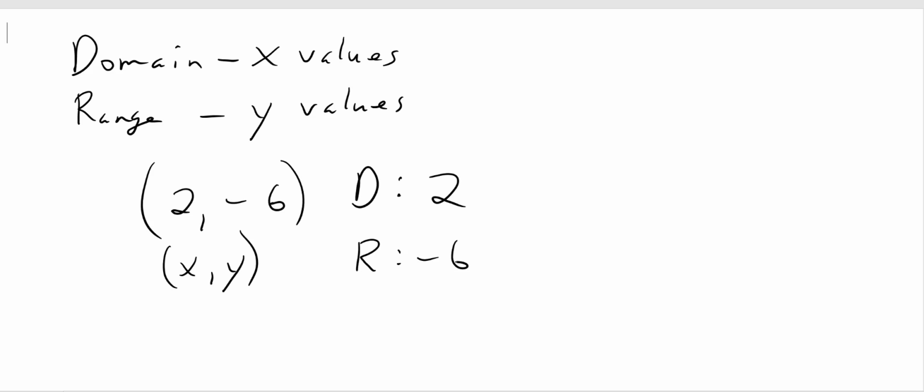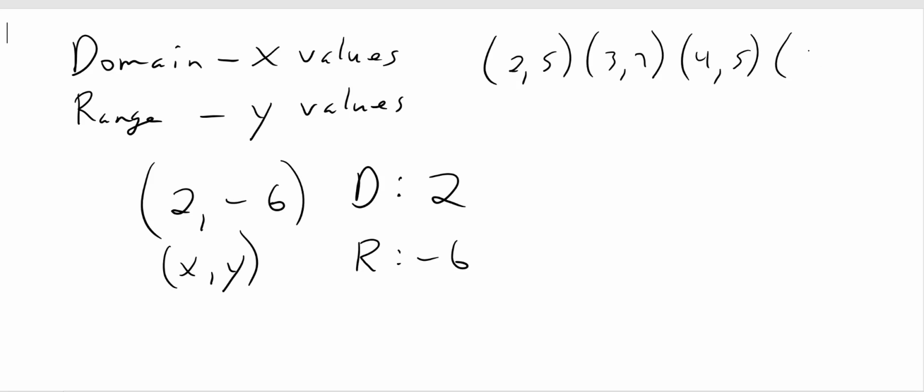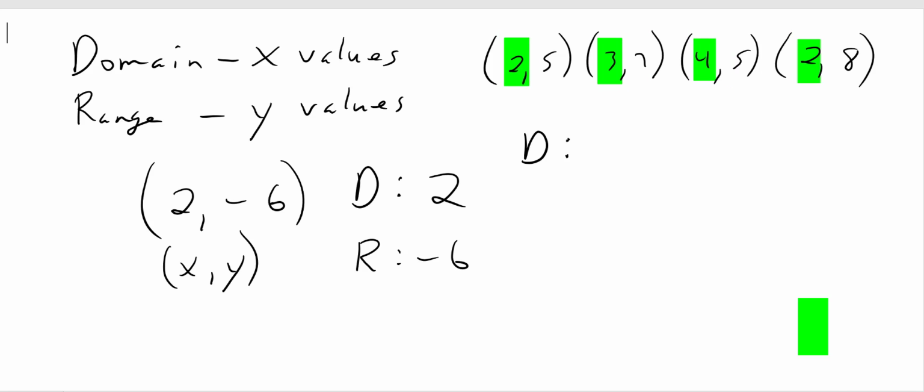Okay, so if I gave you a whole bunch of coordinates, let's do that. If I said (2, 5), (3, 7), (4, 5), and (2, 8). If I asked you what the domain was, you would list all the X values. Now here's the deal. So I've got this, this, this, and this. Those are my X values, all right? And if you notice the 2 is repeated, we'll talk a little bit more about that later, about what happens when it's repeated. But for now, you don't repeat it twice, okay?